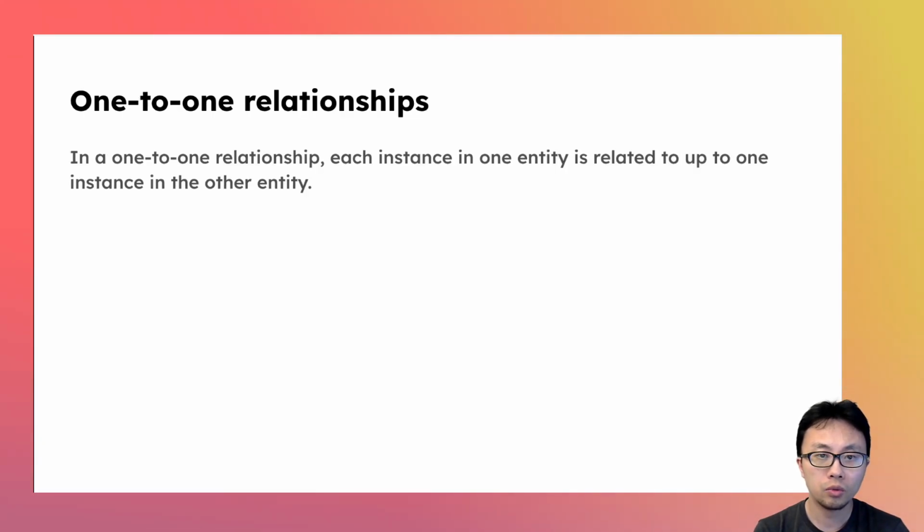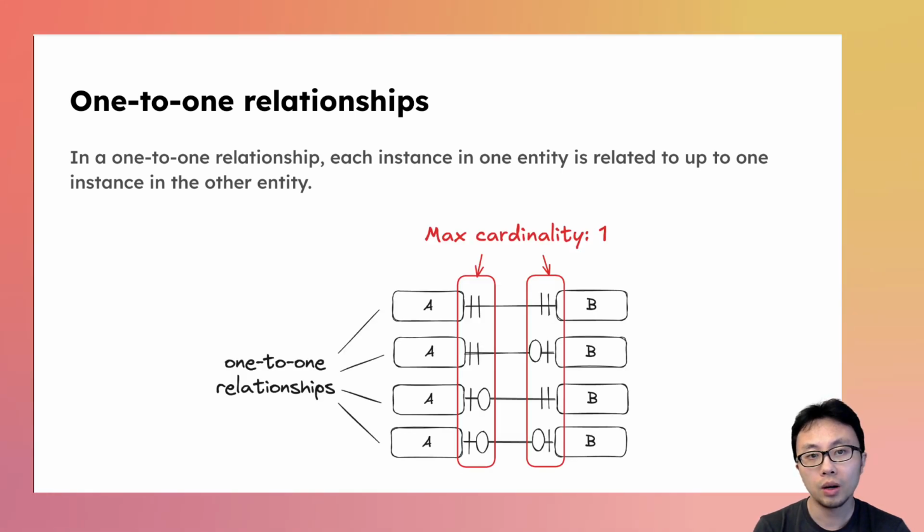In a one-to-one relationship, each instance, or say each row in one entity, is related to up to one instance, or say one row, in the other entity. One-to-one, I mean the two ones here, refer primarily to the max cardinalities of both directional relationships. The min cardinalities could either be 0 or 1. Generally speaking, one-to-one relationships are rare.